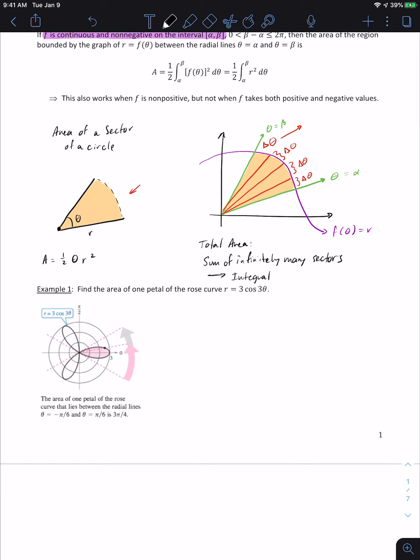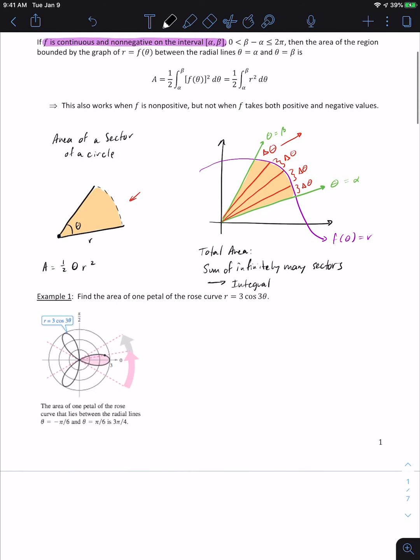Find the area of one petal of the rose curve, r equals 3 cosine of 3 theta. Anytime a radial function has this form, it's always going to be a type of rose curve. It's called a rose curve because it's got petals to it. So the first thing we need to figure out in this example, in order to use our formula for the area, is what alpha and beta are.